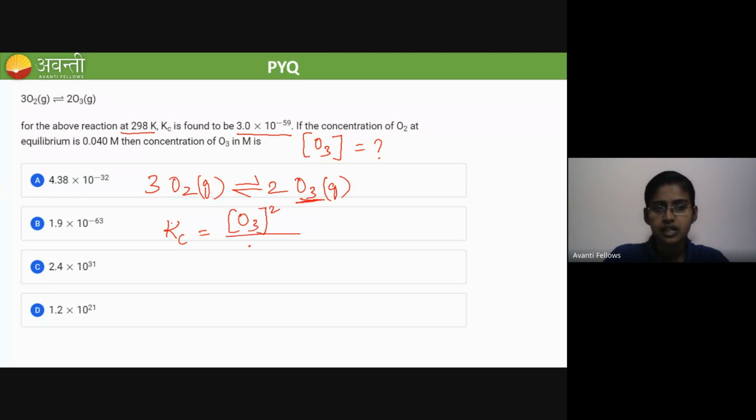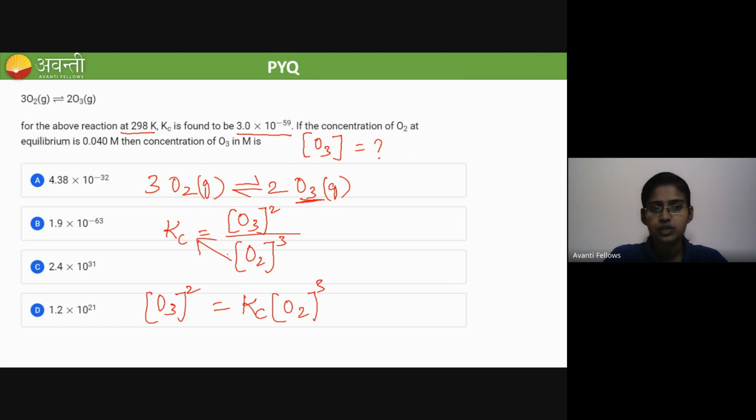And the reactant is O2. Write its concentration and its stoichiometric coefficient is 3. Okay. Now what is O3 square? Take this term to the other side. So we will get Kc into O2 cube, right? Take this to the other side. You will get this relation.